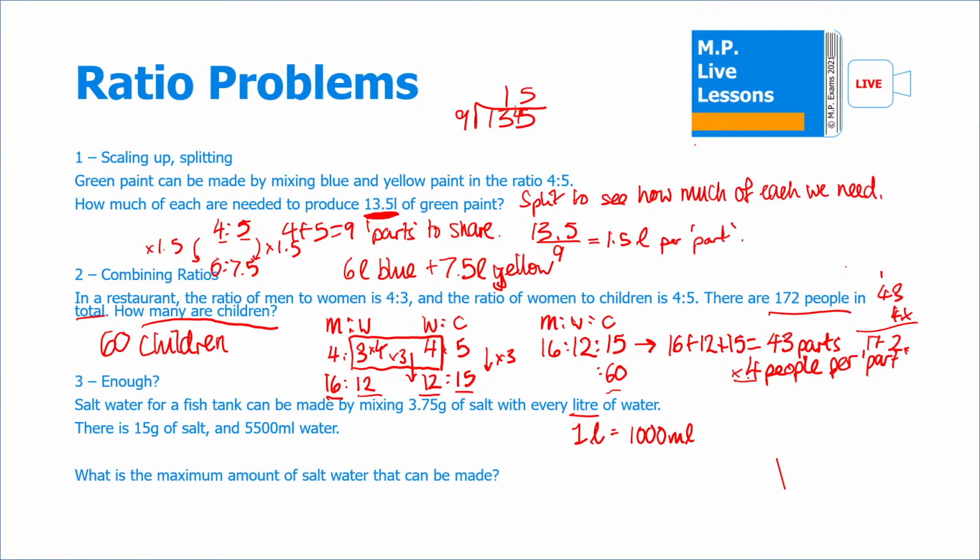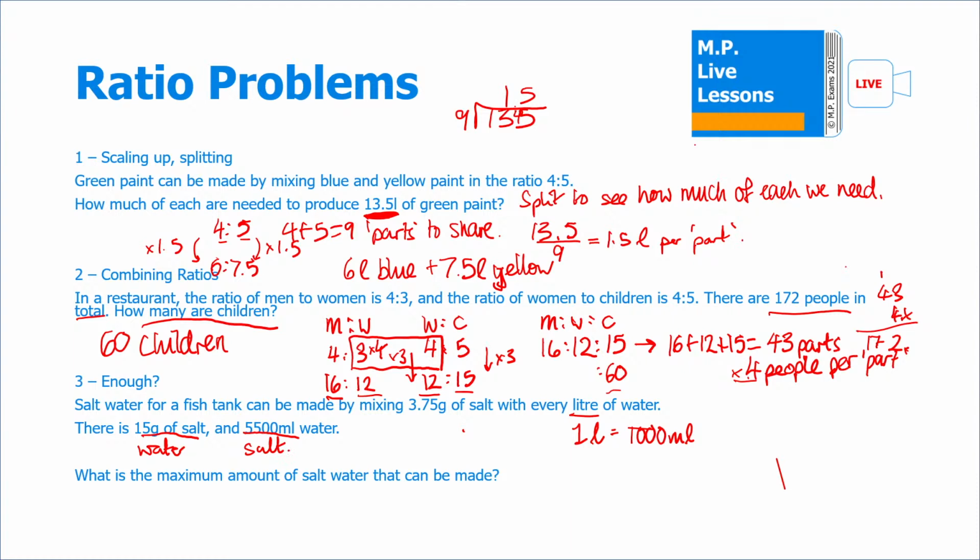And the question asks, how much salt water can we make, like, the maximum? This is a bit of a trick question because we might have too much salt or too much water if we simply combine them together. So what we have to do is see how much water we need, or how much salt we need.